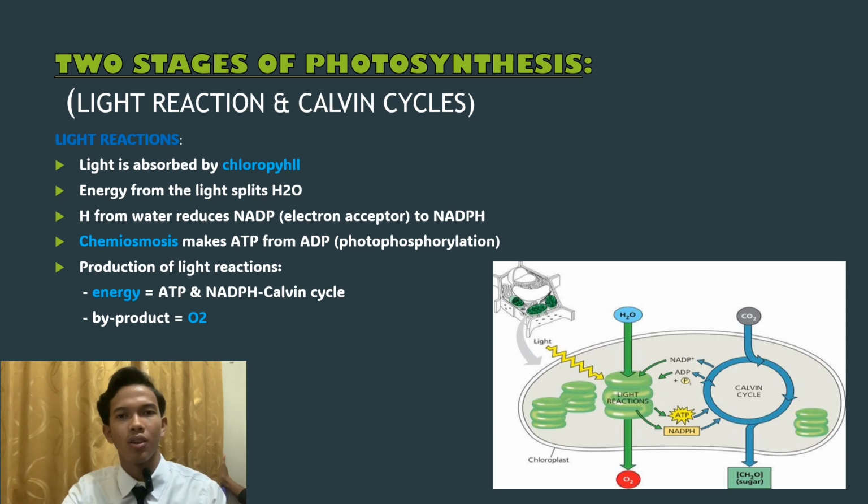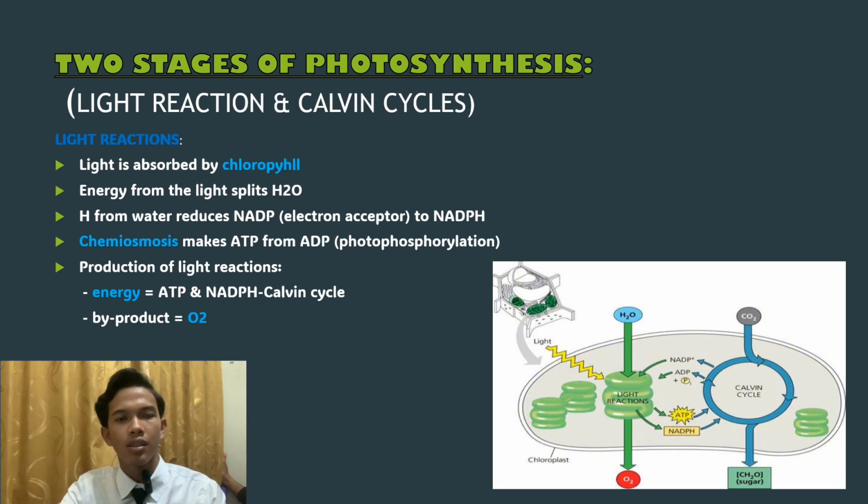Next is two stages of photosynthesis. As you know, photosynthesis is divided into two main parts. The first part is light reaction, and the second part is Calvin cycle, also known as dark reaction. For the light reaction, light is absorbed by the chlorophyll, and energy from the light splits H2O. As we know, H2O is water, and H ions from water reduce NADP to NADPH. And then chemiosmosis makes ATP from ADP, and this process is called photophosphorylation. The products of this process are energy in the form of ATP and oxygen.